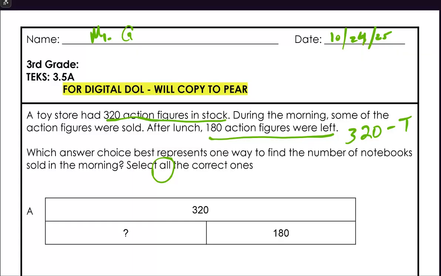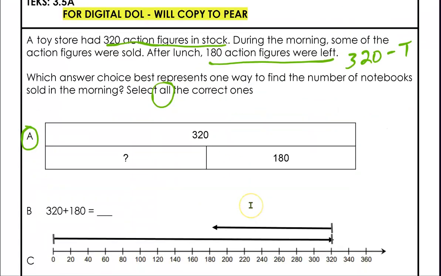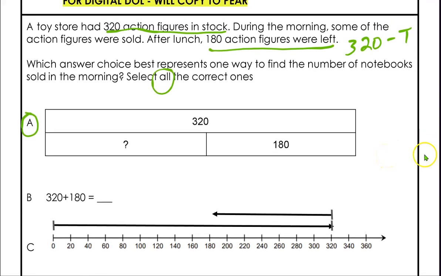Okay. So, A is the strip diagram. We know that in a strip diagram, the total goes in the whole part. So if you look at A, it is in the whole part. And the part is 180, and then we have a missing part. So that would be correct. Okay. B. 320 plus 180. Well, we know when we add, the total goes after the equal sign, and it is not. So that one is out.